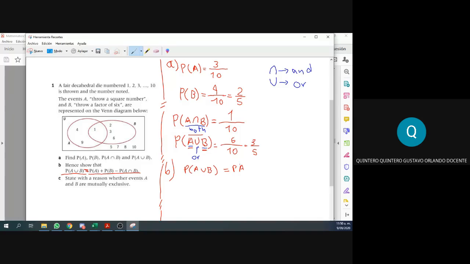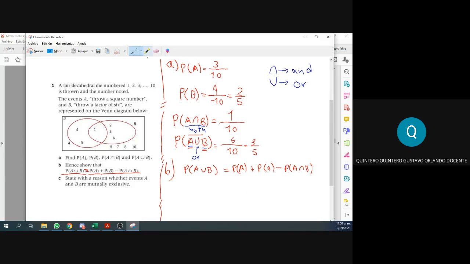What I'm doing here is just copying the same operation, the same expression, that I had to replace. I'm just copying down the expression. Probability of B minus probability of A intersection B. There it is. All right.